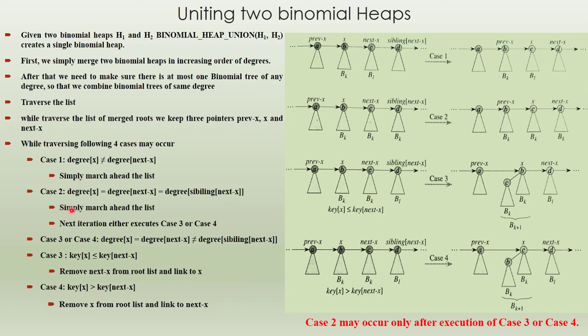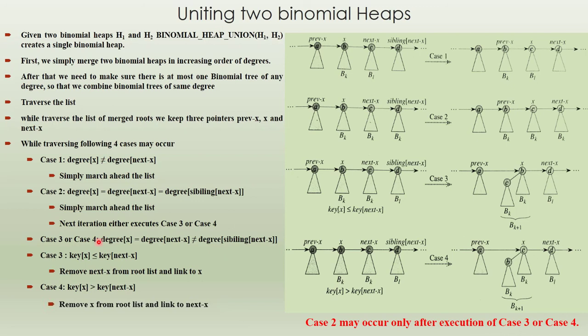So there also what we have to do, simply march ahead. That pointers will be shifted towards the right. After that, what will happen? In next iteration, either we execute case 3 or case 4. So case 2 will be always followed by case 3 or case 4. Next is case 3 or case 4.